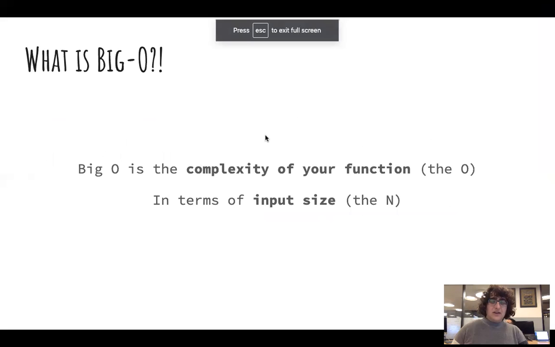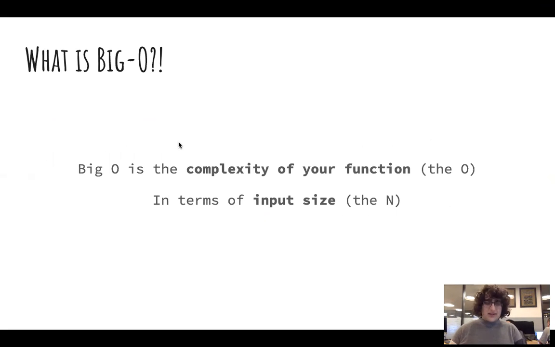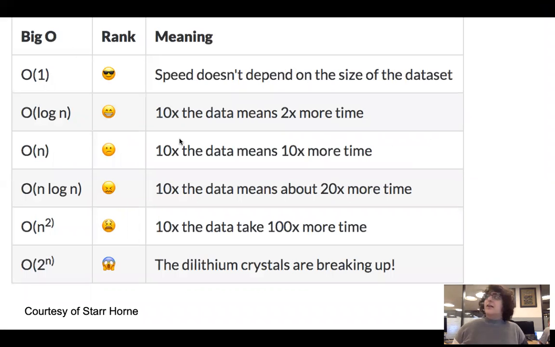So big O is the complexity of your function, the O, in terms of input size, the n. So essentially, it's how long it takes to run and how complex it is. And big O typically takes a couple of forms, which we can see here. So O of 1: the speed doesn't depend on the size of the data set. No matter how big the piece of data you give it, it'll always run at exactly the same speed. Can anyone think of a scenario where this could happen?